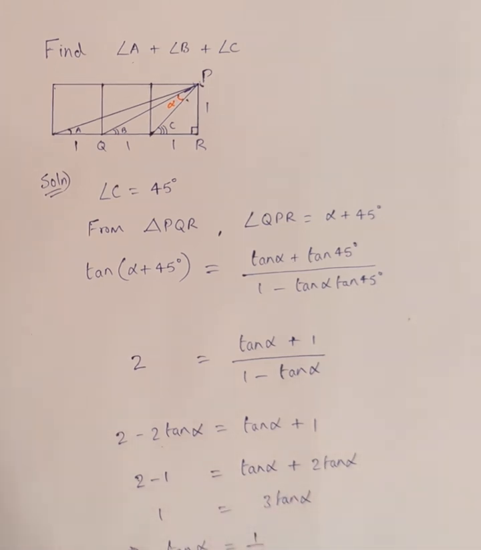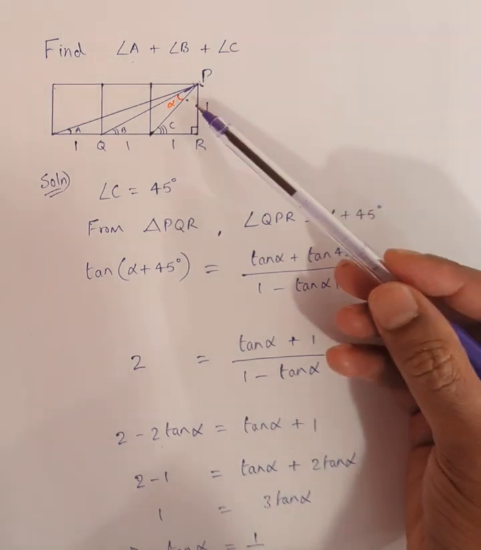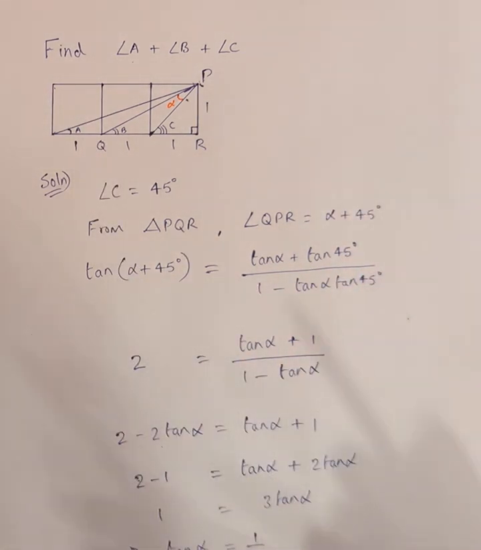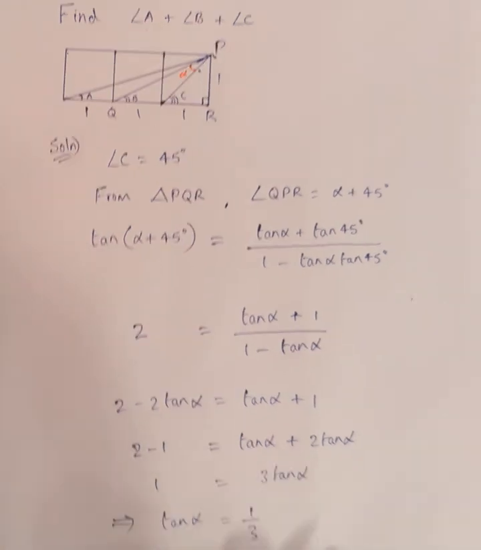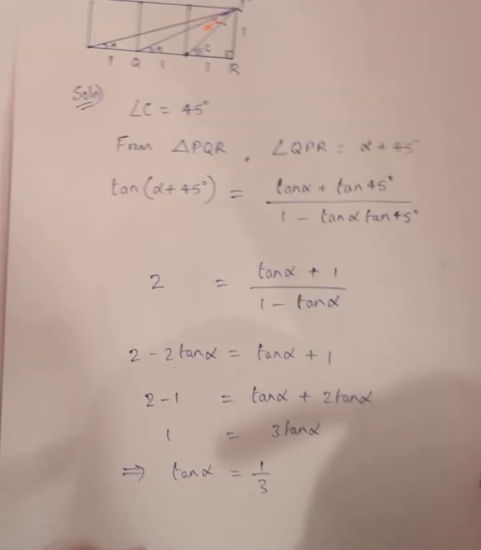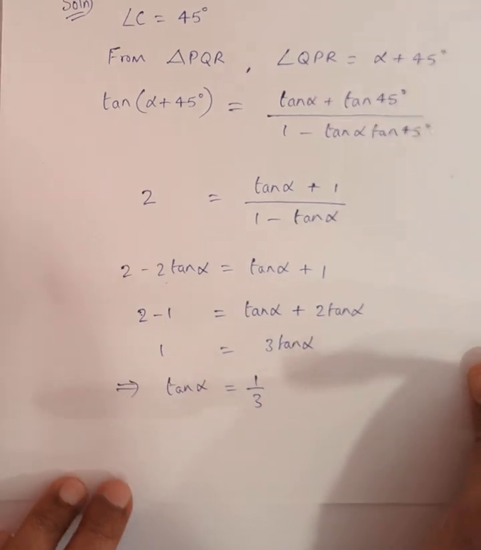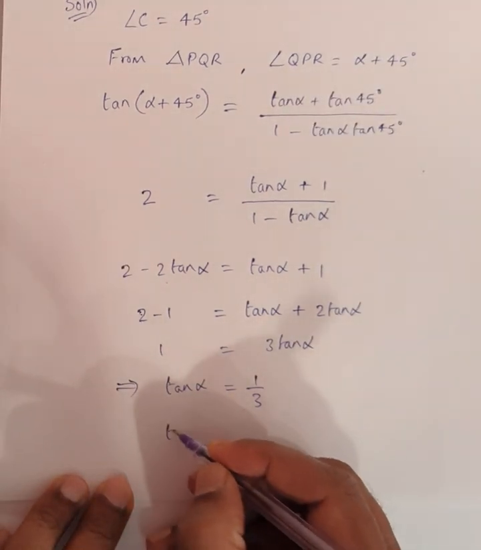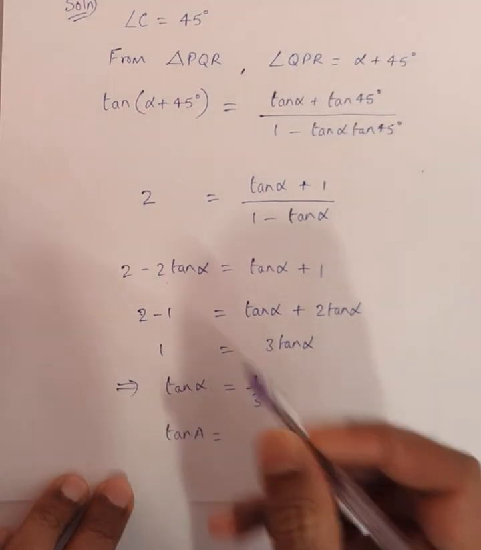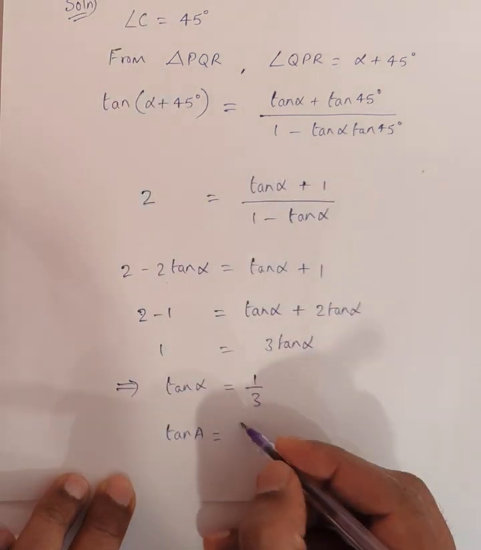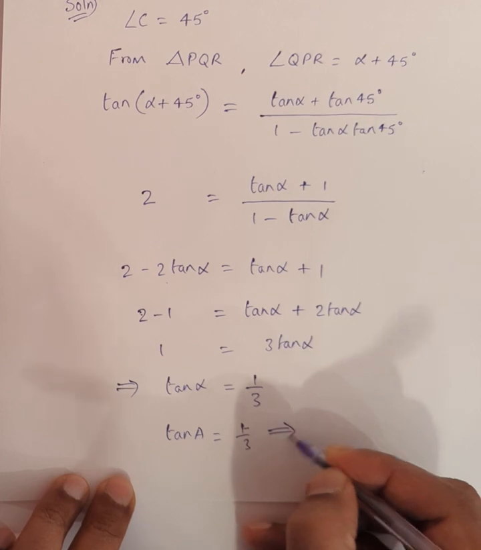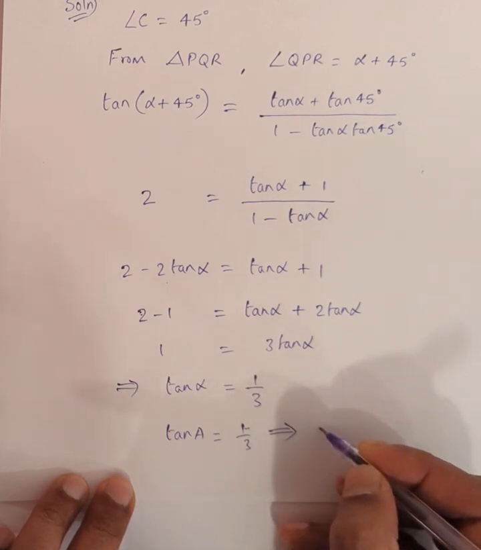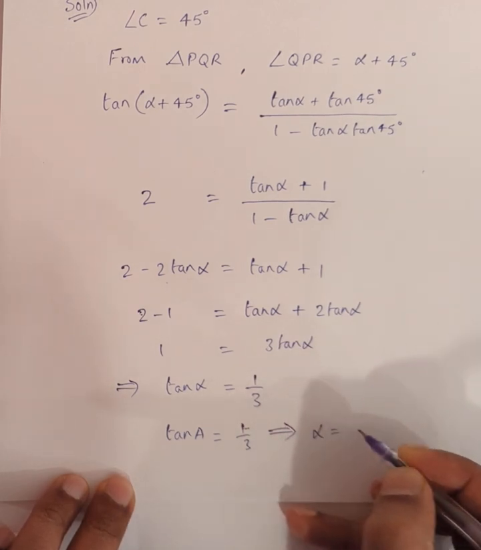And what does that tell me? That tells me, and notice tan A is also 1/3. So let's make a note of that. Tan A is also 1/3 from the picture. And since they are both acute angles, I can say that alpha is nothing but A.